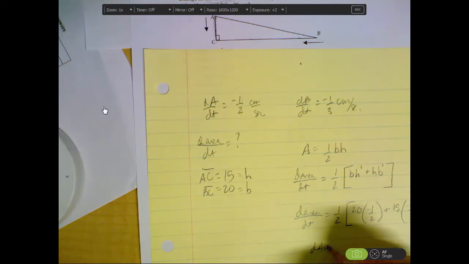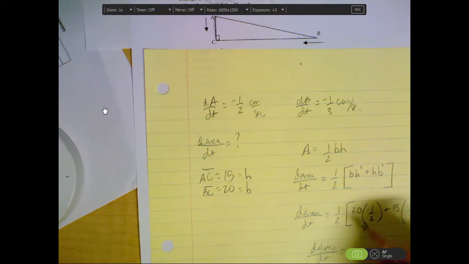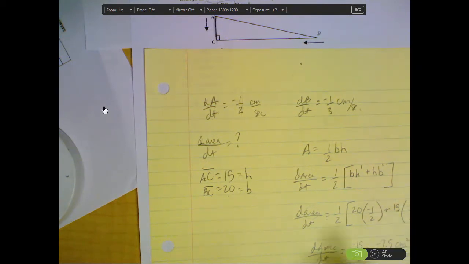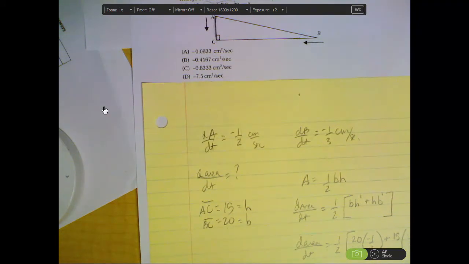And so d(area)/dt, the area is changing with respect to time at a rate of, we have to do all this math, -10 minus 5 is -15, times 1/2 is -15/2, or -7.5 centimeters squared per second, because it's area. So the answer here would be choice D.